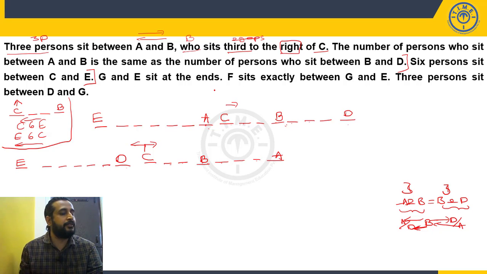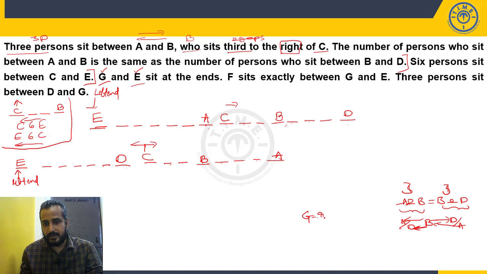G and E sit at the ends. So when it is given that G and E sit at the ends, G may be either left hand or right hand, and E may be either, but at the ends G and E are required. But when you observe these 2 arrangements, definitely you can say that E is at the left hand, because G and C are at the ends and E is already here. All of them are facing north. When E is at the left hand, G must be at the right hand. But where is the right hand? That we don't know.